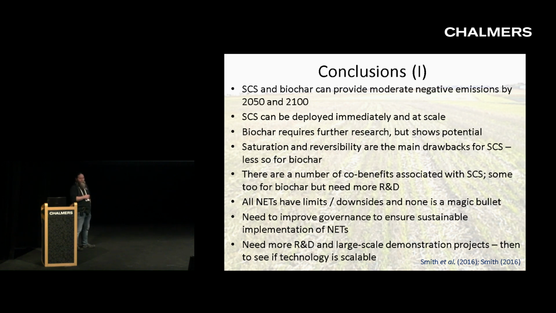They can be deployed immediately and at scale. Farmers know how to do this. Land managers know how to do it. Biochar, I'd say, requires a bit more research to look at some of the externalities, how it can be combined, for example, with enhanced weathering. What are the interactive effects? If we're going to be putting on silicate rock dust and biochar together, we don't know what the interactions might be. Saturation and reversibility are the main drawbacks.